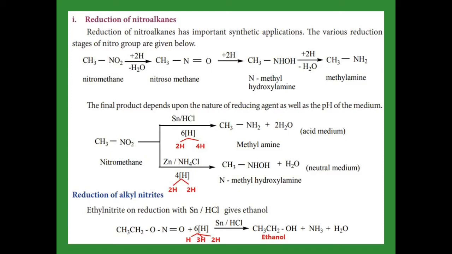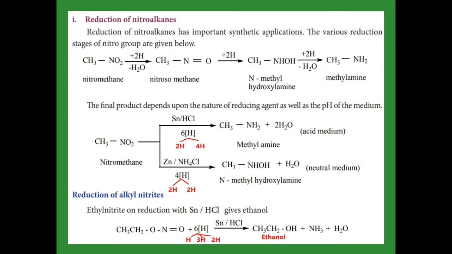The next one, when nitromethane is added with tin and HCl, based on the pH of the medium, we get methylamine. How is it? 6 hydrogen is added; of that 6 hydrogen, 2 hydrogen is added with the nitrogen, so that we get methylamine, and 2 oxygen is removed, the 2 oxygen is combined with the 4 hydrogen, it gives 2 moles of water. It happens in acid medium.